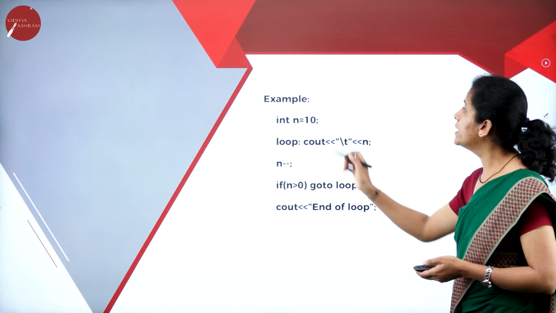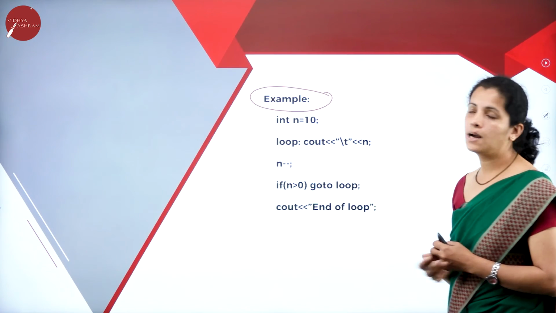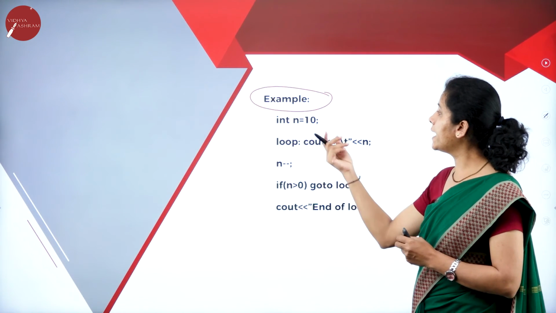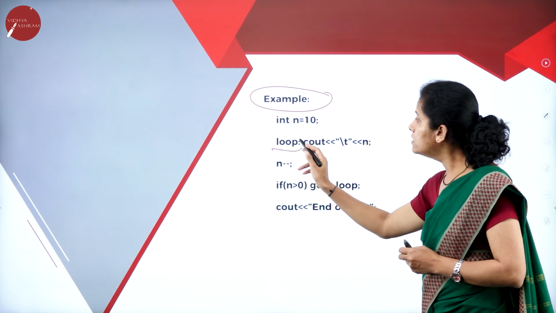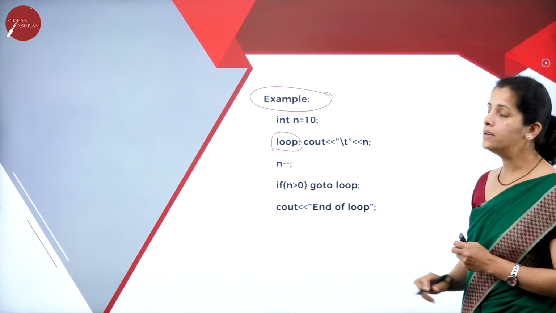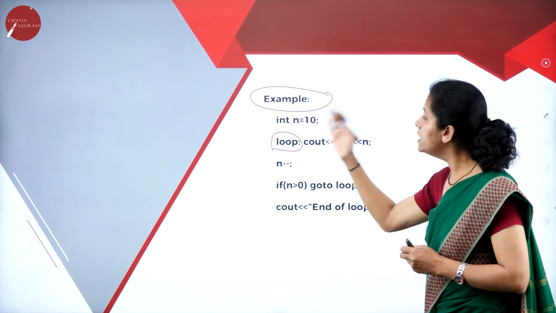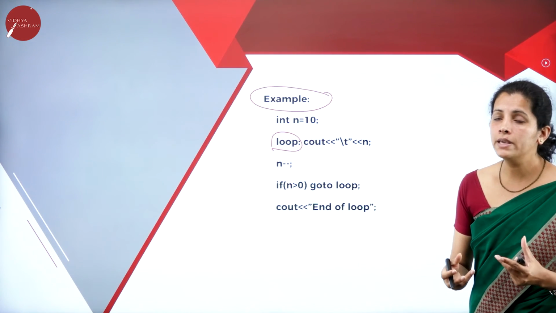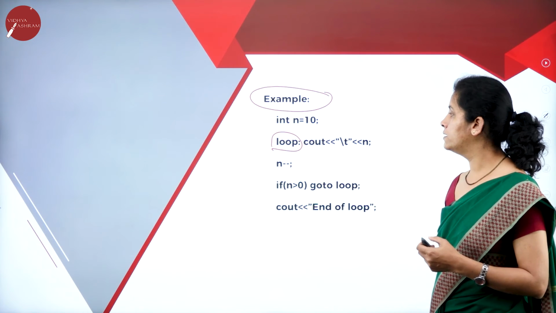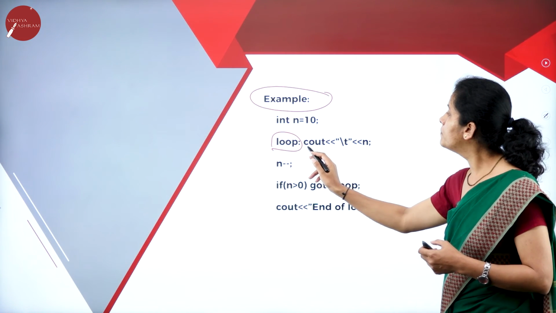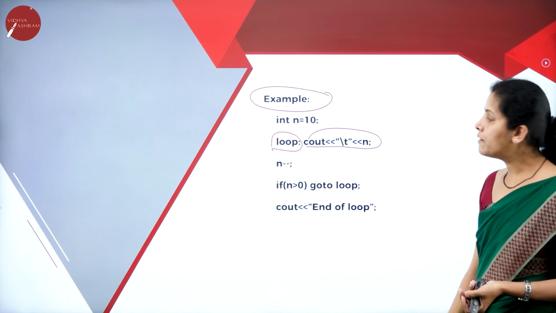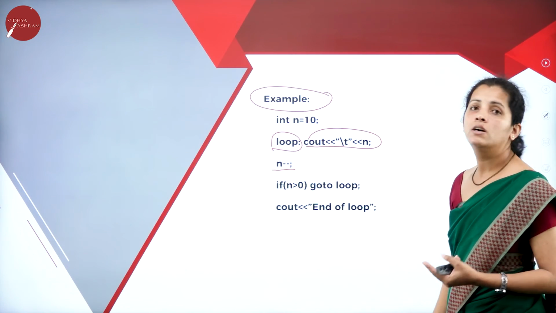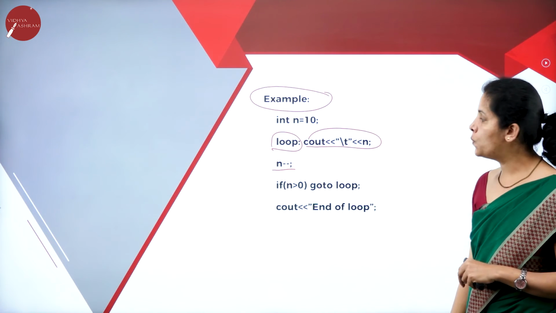Now let me take a simple example here. So what is n here? n is nothing but 10. Here this is the user defined label. What is the name here? That is nothing but loop. Now I want to print n. After that I want to decrement n by 1.